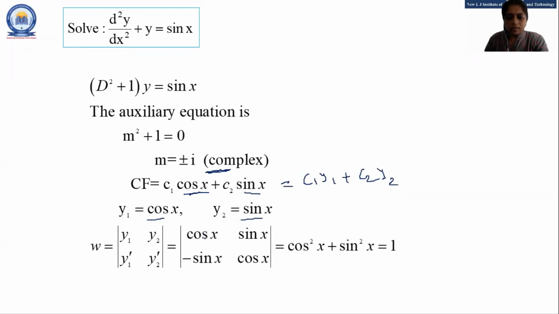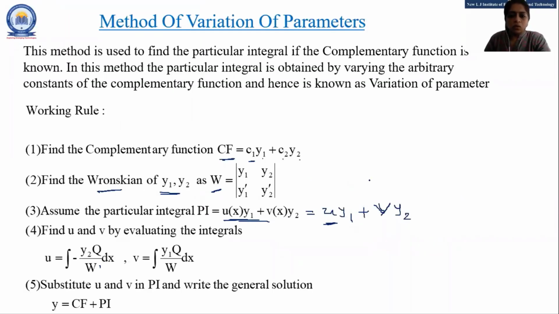So y1 is cos x and y2 is sin x. Since the multiple of C1 is y1, that's why y1 is cos x. And the multiple of C2 is y2, that's why y2 is sin x. Now the derivative of cos x is minus sin x. The derivative of sin x is cos x. After simplification of this determinant, our Wronskian is 1. We want our Wronskian not equal to 0, right? And this 1 is not equal to 0. So our second step is complete, right? We found the Wronskian.